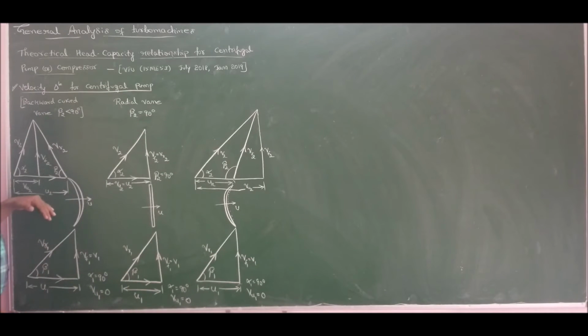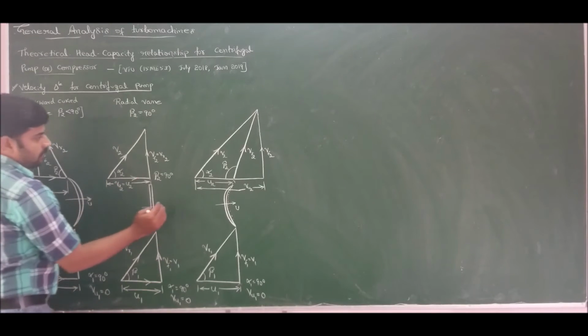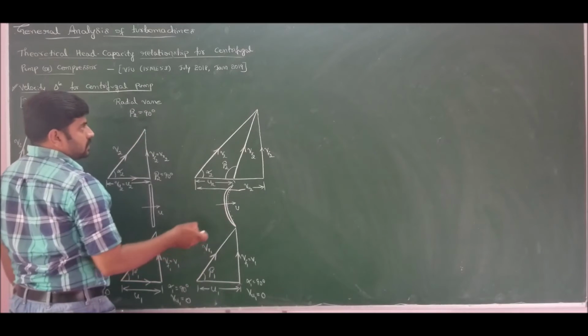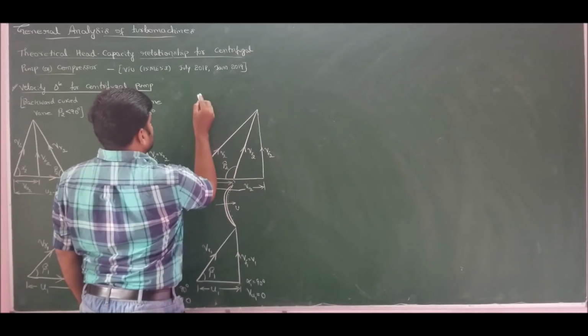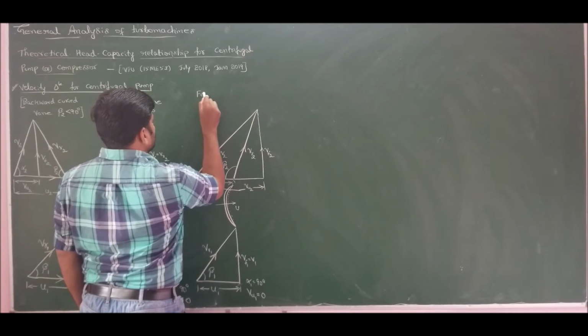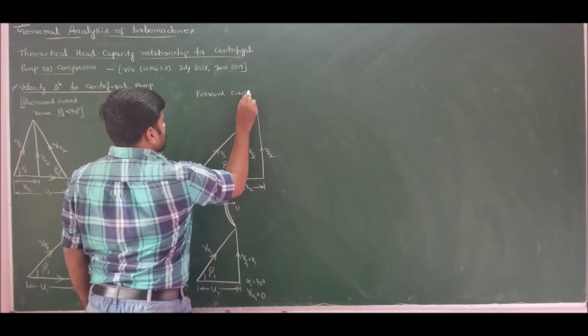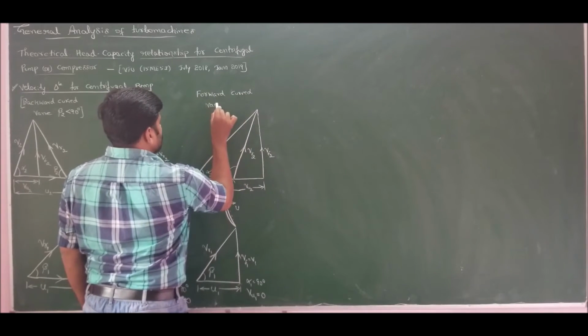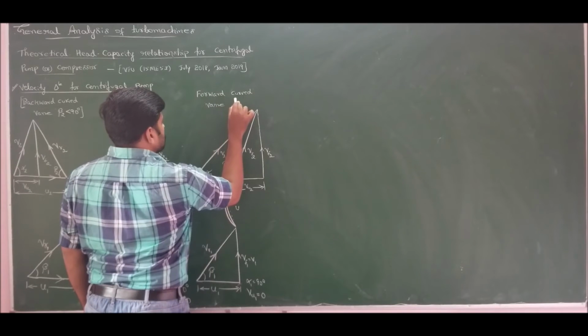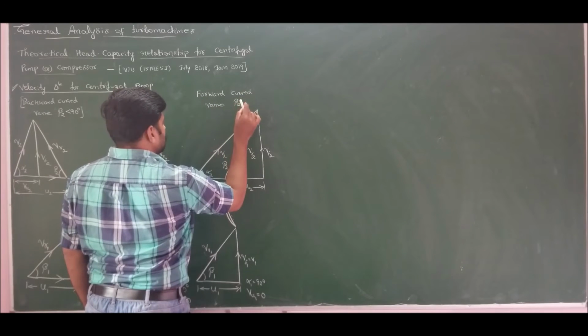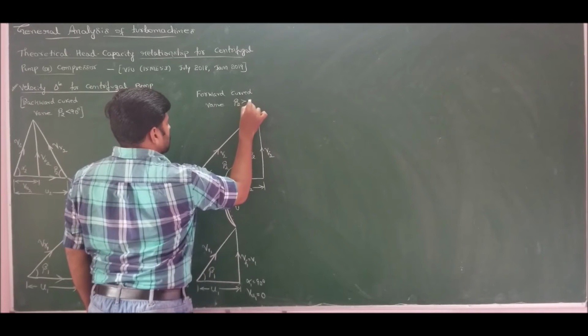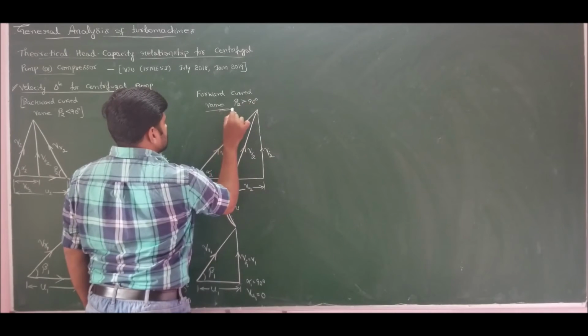So if you observe here, in the first case the blade is curved opposite to the direction of rotation, in the second the blades are radial, and in the third the blade is curved towards the direction of rotation. This third category is known as forward curved wing, that is beta 2 is greater than 90 degrees.